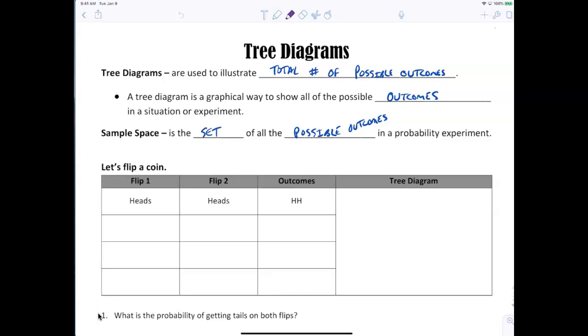And then finally, the sample space. I don't know why they call it a sample, because it seems as though if you take a sample, you're taking part of it. But that's not what a sample space actually means. The sample space is the set of all possible outcomes in a probability experiment. That's what I want you to know, and that's what I want you to write down.